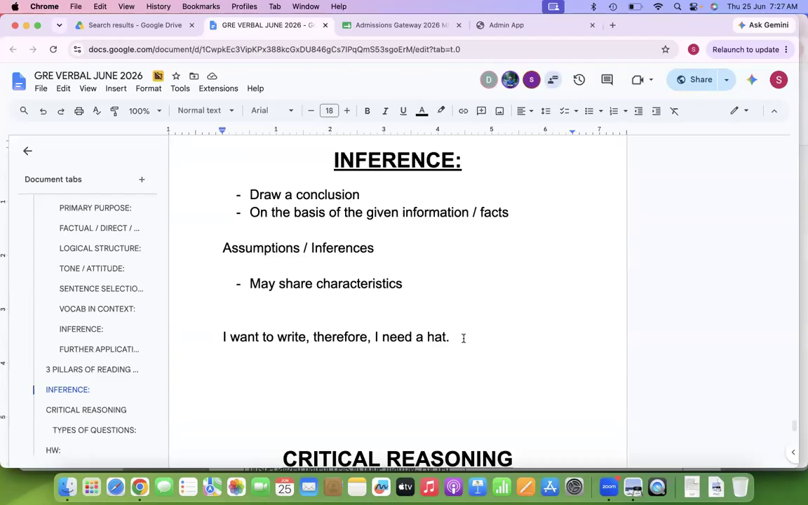Okay, Sayanara. Based on this, a hat is required to write something. Can we say that the inference I can draw is that hat and writing are connected? Yes, because of therefore. Correct. Therefore is connecting them. We don't know what the connection is. It could be a thinking hat, could be a writing hat, whatever it is. There's a connection between hat and writing. This is the inference.